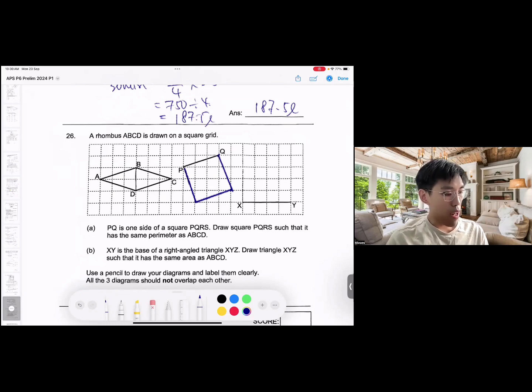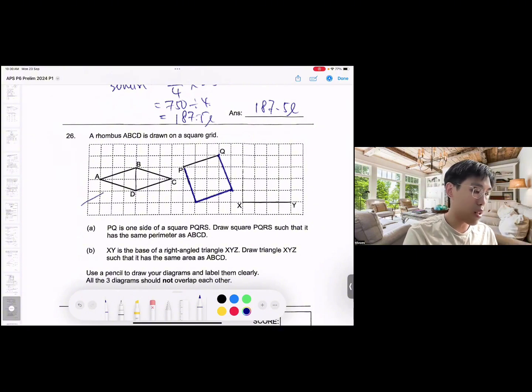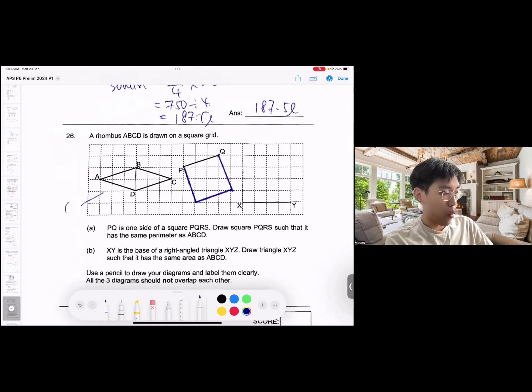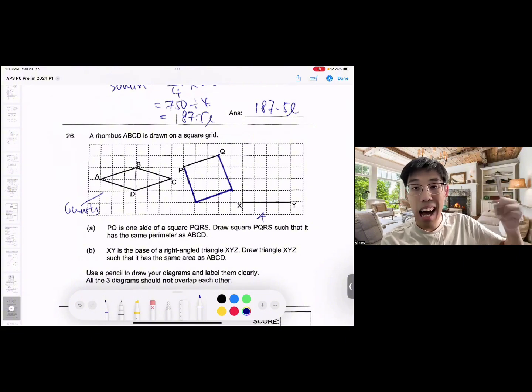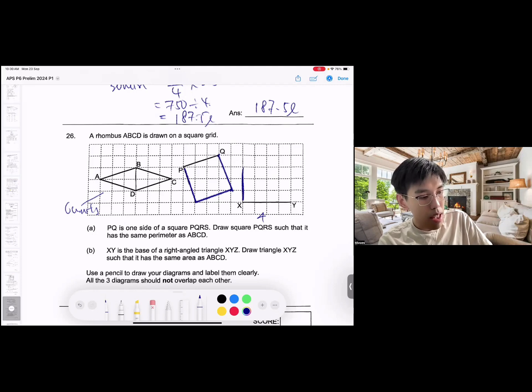XY is the base of a right angle triangle. Draw XYZ such that it's the same area as ABCD. So from here, we see this area is 6 unit square. And then this is already 4. That means the height and the base must come together to be twice the 6 units, so it's 12, because the triangle is half times base times height. So the height here must be 3 units.